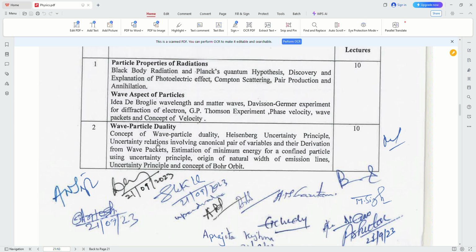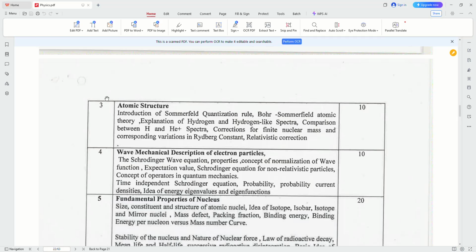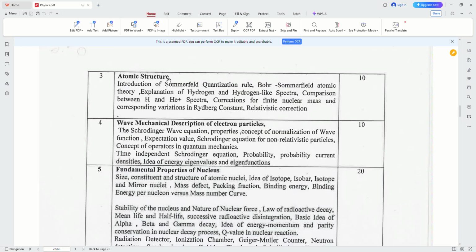principle, uncertainty relations involving canonical pairs of variables and their derivations, from wave packet estimations of minimum energy for a confined particle using the uncertainty principle, origin of the natural width of emission lines. Uncertainty principle and concept of orbits. Conclusion of Unit 3. Chapter 3, Atomic Structure: introduction of the Sommerfeld quantization rules, Bohr-Sommerfeld atomic theory, explanation of hydrogen and hydrogen-like spectra.